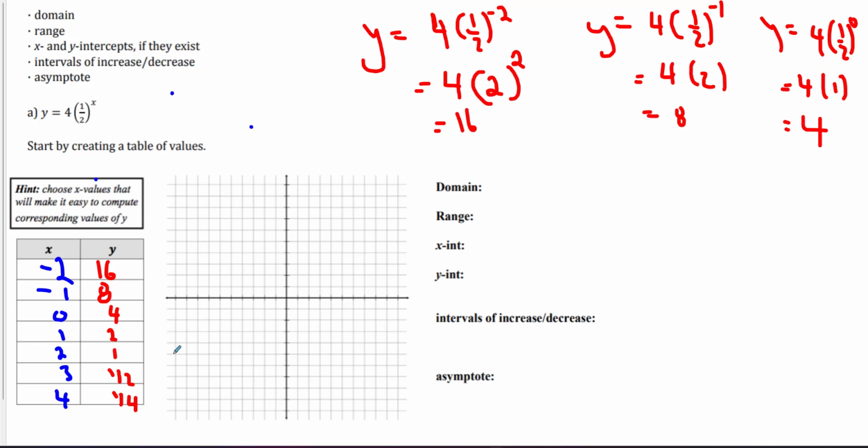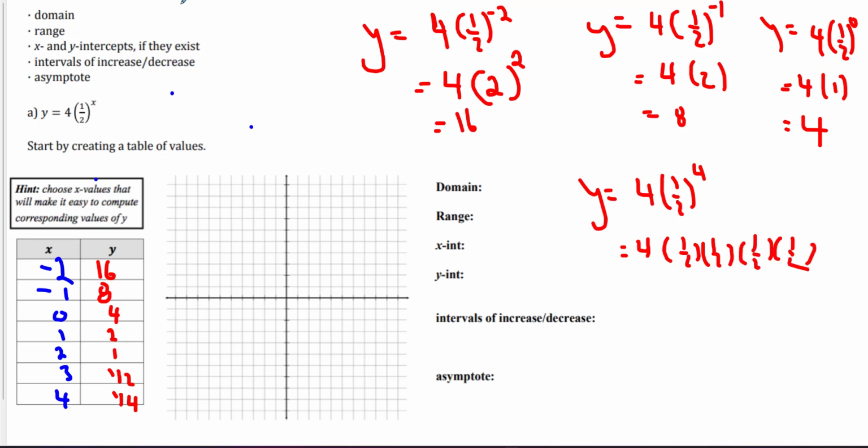And if you don't believe me, let's just do the last one just to make sure. So y is equal to 4 times 1/2 to the power of 4. Well, that's the same thing as 4 times 1/2 times 1/2 times 1/2 times 1/2, right? We know how to do exponents in our calculator. We can just do 1/2 to the power of 4, and that's 1/16. And that's just 4/16 because we're multiplying fractions. And 4/16 is just 1/4. That's exactly the value that I have here.